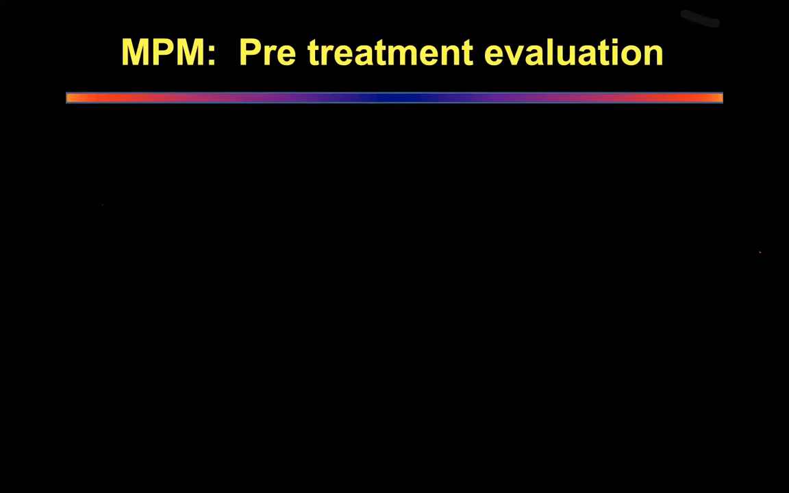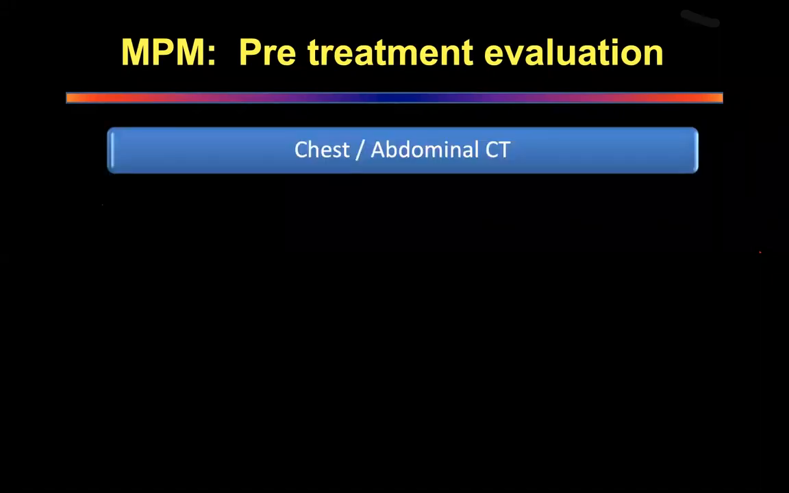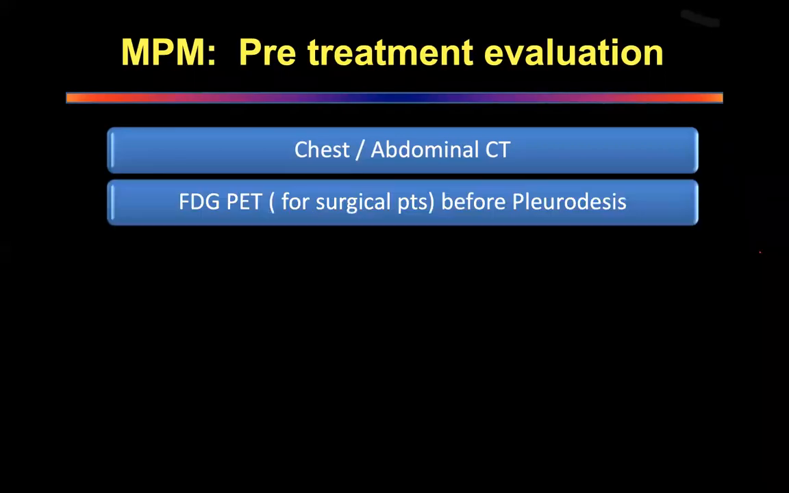Okay, so let's go through the guideline now. Step back into the guideline. So they've spoken about chest CT and also abdominal CT, because you really want to know the transdiaphragmatic spread into the abdomen, or whether you've got associated peritoneal mesothelioma.